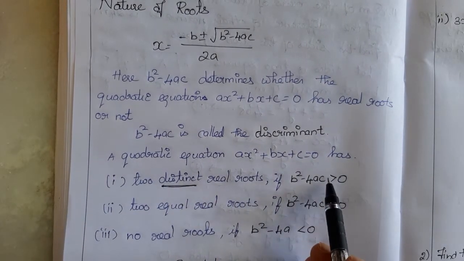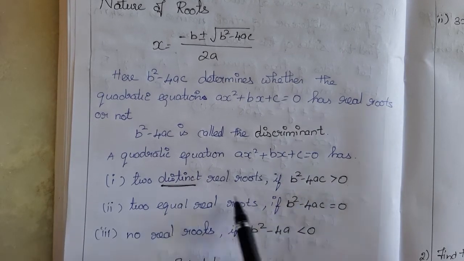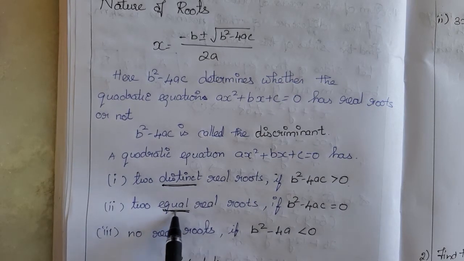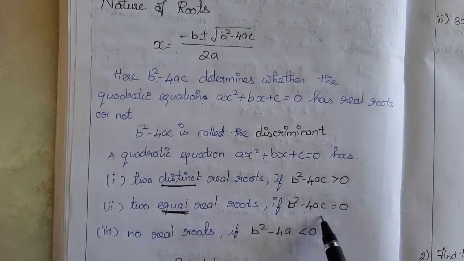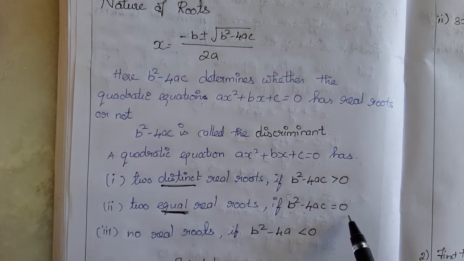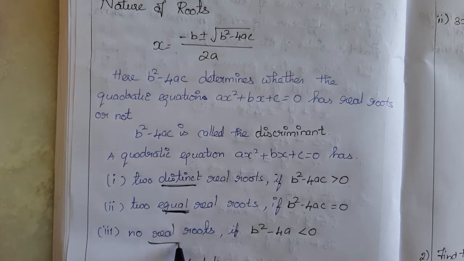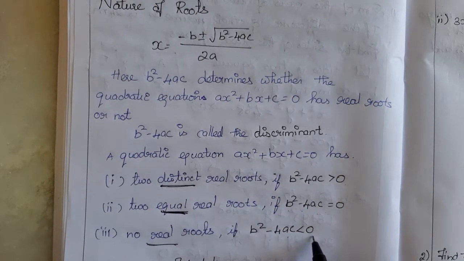If b square minus 4ac is greater than 0, that means it will be a positive number, then it has distinct roots. Two equal roots, if the two values of the variable are equal, few problems you have seen already. In that case b square minus 4ac will be equal to 0. If this is equal to 0, then both values are the same, real values. No roots if b square minus 4ac is less than 0, that means negative.